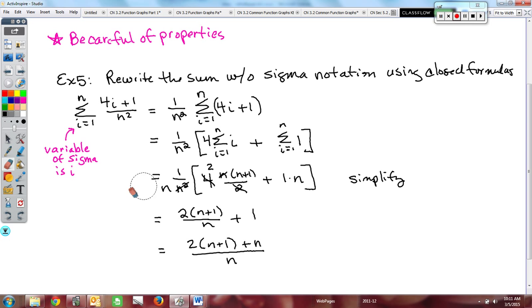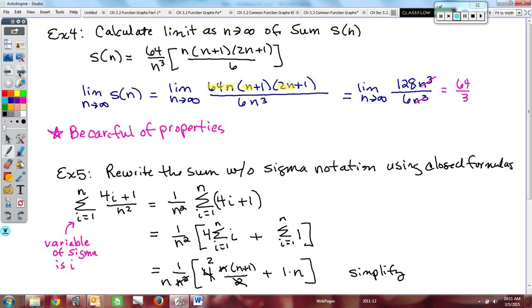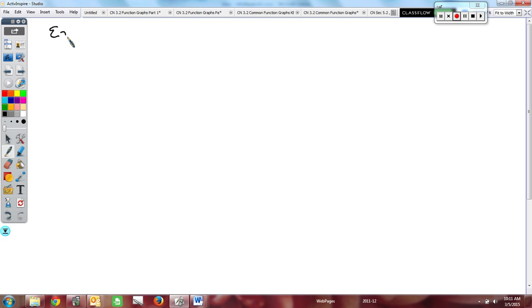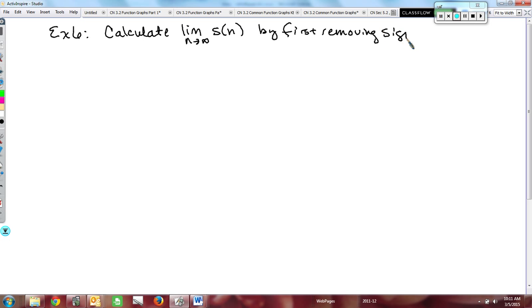All right, so now our last example in this set of notes, we're going to put it all together. I'm on number 6. So example 6. What I want you to do is calculate the limit as n goes to infinity of a sum by first removing the sigma.